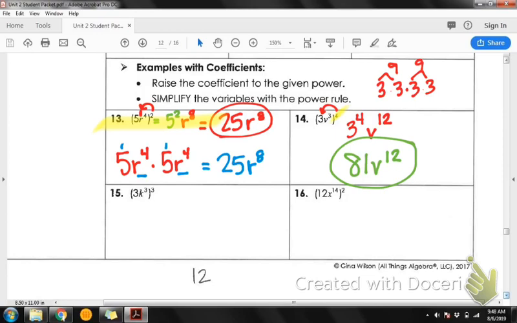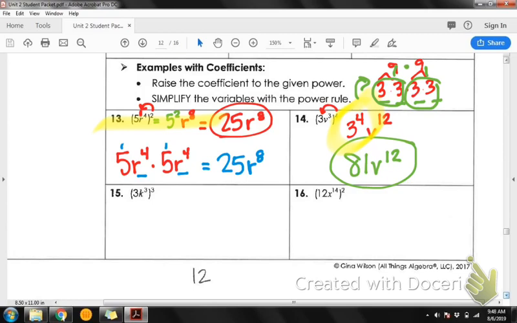Yes, ma'am. How did I get 81 again? So are you okay that this is 3 to the 4th? Are you okay that I got 3 to the 4th here? And then 3 to the 4th means 3 times 3 times 3 times 3. Are you okay with that so far? 3 times 3 is 9. 3 times 3 again is 9. And then 9 times 9 is 81. Okay. We'll work a little bit more on that. Yes?